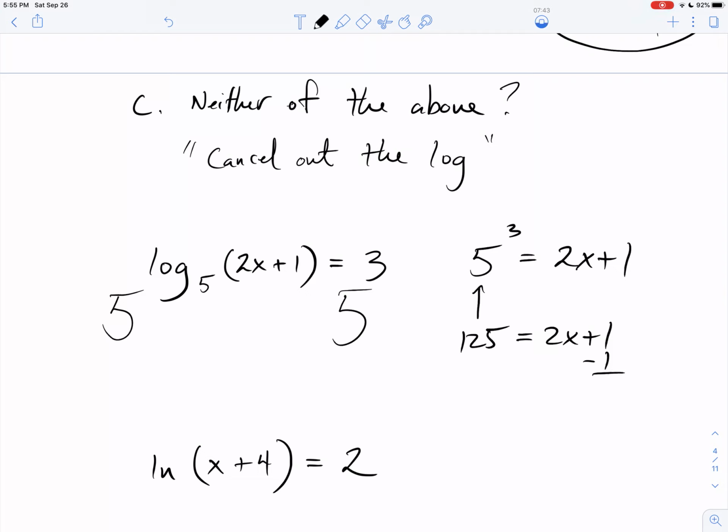I'm going to move this over. And I get 124 equals 2x. And I divide both sides by 2. And 124 divided by 2, 62. So my answer is 62.